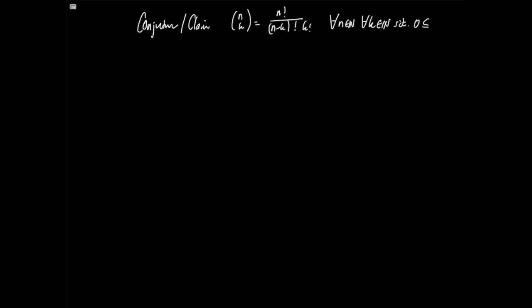So this is a continuation of example 3. Recall that we had gotten to the point where we had a conjecture that we were trying to prove, or claim, that n choose k is equal to n factorial over (n minus k) factorial times k factorial for all natural numbers n, and for all k that is also a natural number such that 0 is less than or equal to k is less than or equal to n. That was a such that there. Okay. We had already done the base case.